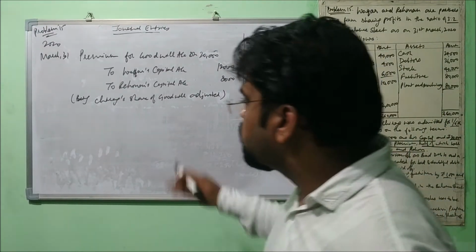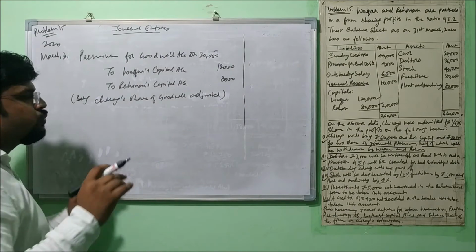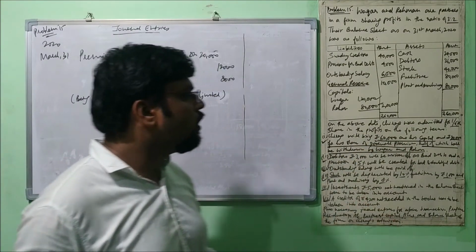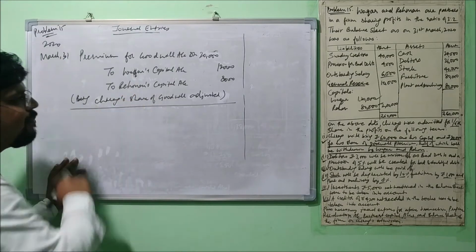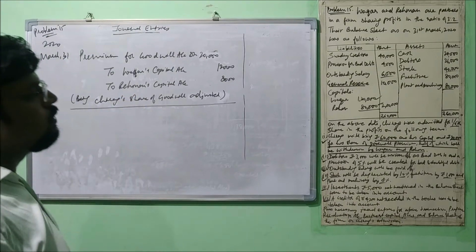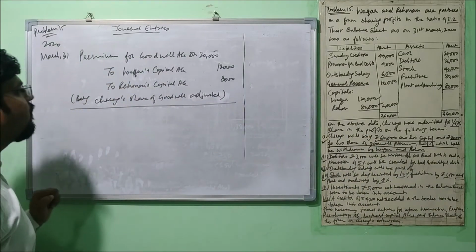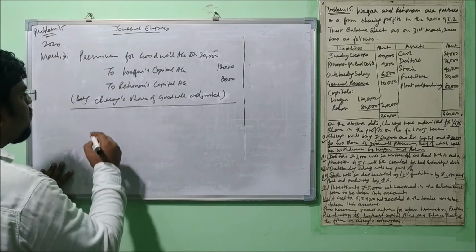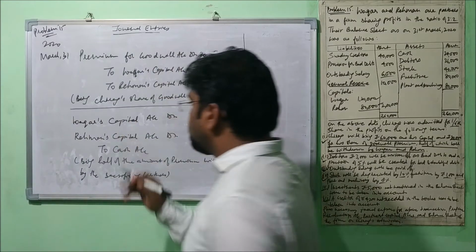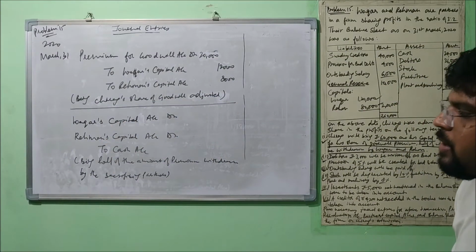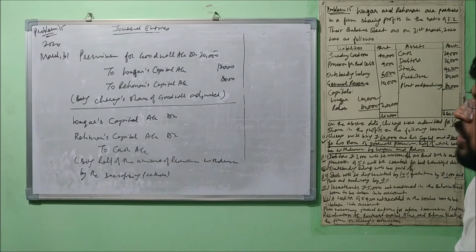Alright, so this entry we are supposed to do because he is bringing the amount of goodwill only for the same, so that they can be compensated by that. Now the question is specifying here they withdraw half of the amount. So for the same we have to pass the entry. This entry will be passed: Wakar's capital account debit, Rahman's capital account debit to cash account, being half of the amount of premium withdrawn by the sacrificing partners.